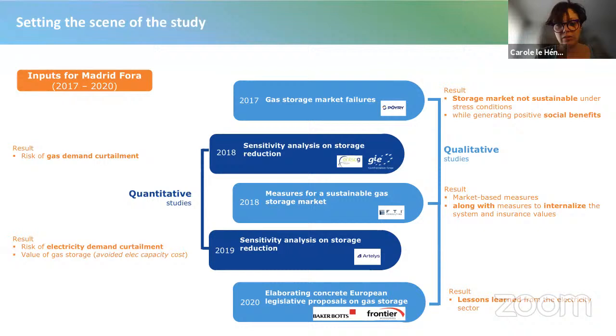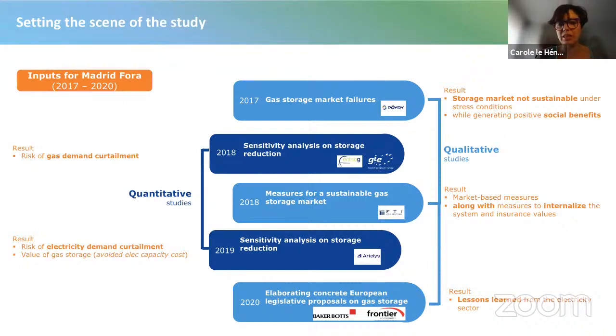In addition to showing the risk and the impact, we have been able to calculate the value of storage, showing that it's possible. We can calculate this value in terms of avoided electricity generation capacity cost, meaning that if we reduce capacity in the storage, then we can show that we will have higher cost on the electricity side in terms of generation capacity cost, and also, but it was not calculated in that study, in terms of investment in new electric lines.